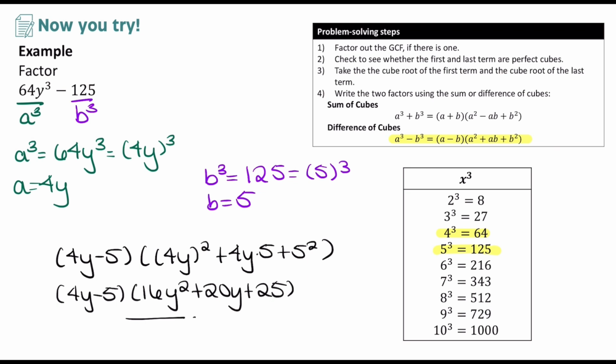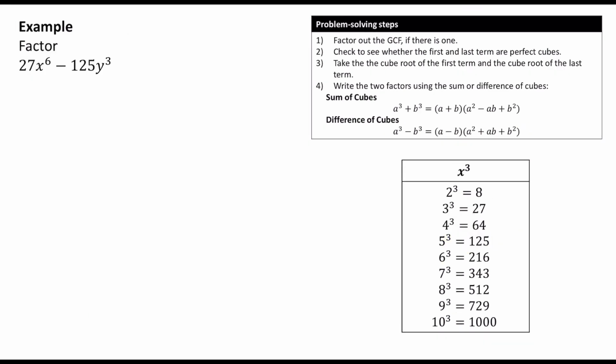So since we have a difference in the original expression, we're going to plug into the difference of cubes factoring pattern. So we have a minus b, which is 4y minus 5, times a squared, so that's going to be 16y squared, plus the product ab, so that's going to give us 20y, and then plus b squared is going to give us 25. Now let's try this example.